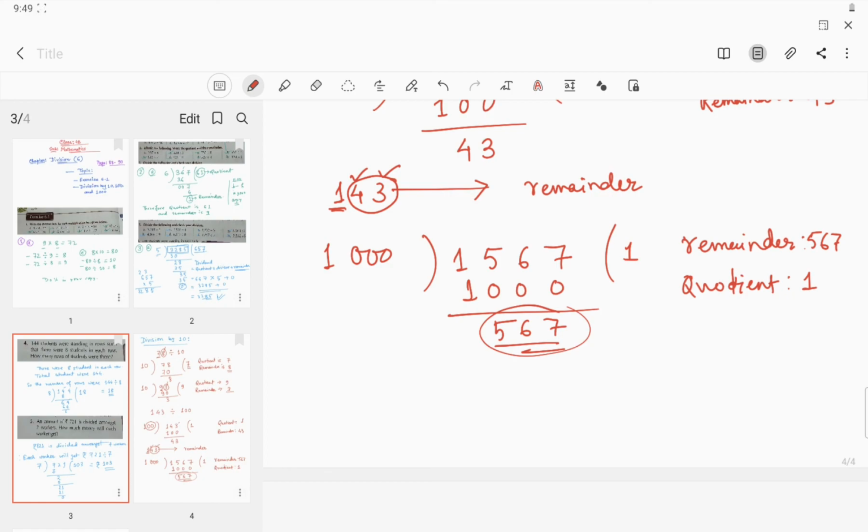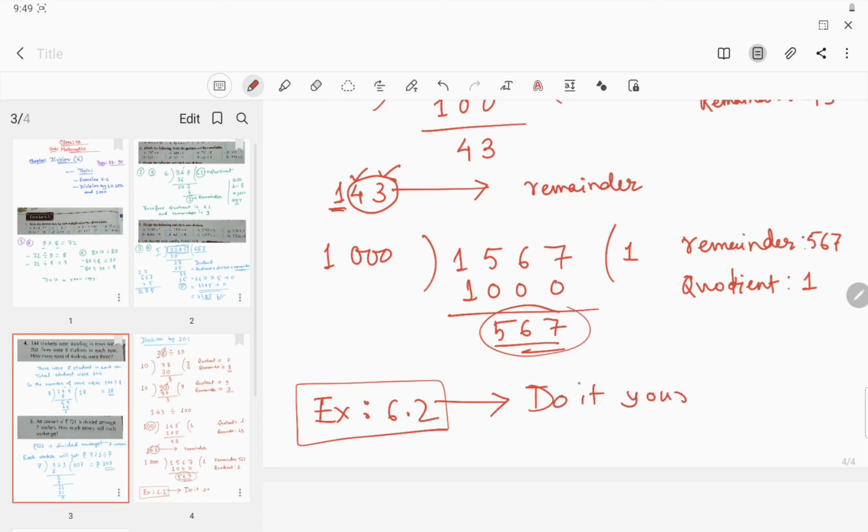So exercise 6.2, try to do it in your copy. This is a very easy problem. I already told you all the important things about dividing by 10, 100 and 1000, so you can do it orally.